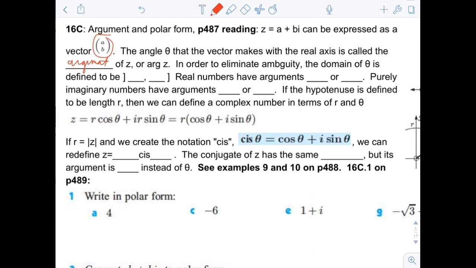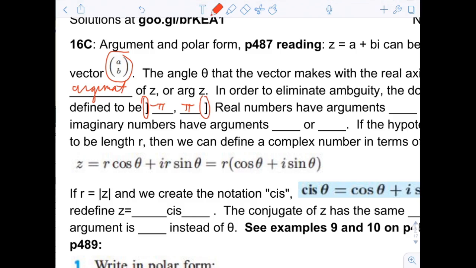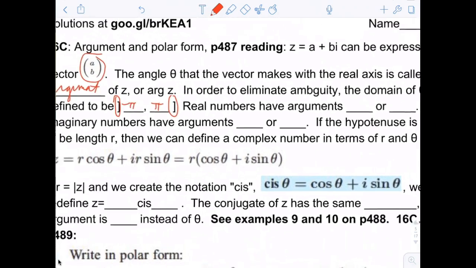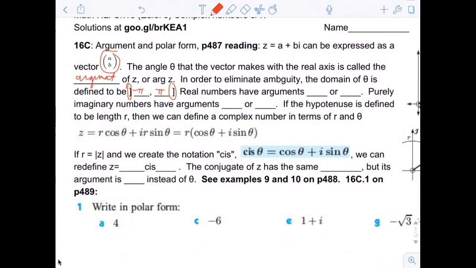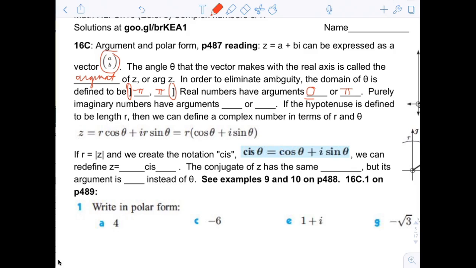In order to eliminate ambiguity, the domain of theta is defined to be negative pi to pi. You can see that this end is not inclusive and this end is inclusive. So if you have a 180-degree angle, then you would call that pi and not negative pi. Real numbers have arguments of 0 or pi, right? So positive numbers would have an argument of 0, and negative numbers would have an argument of pi.